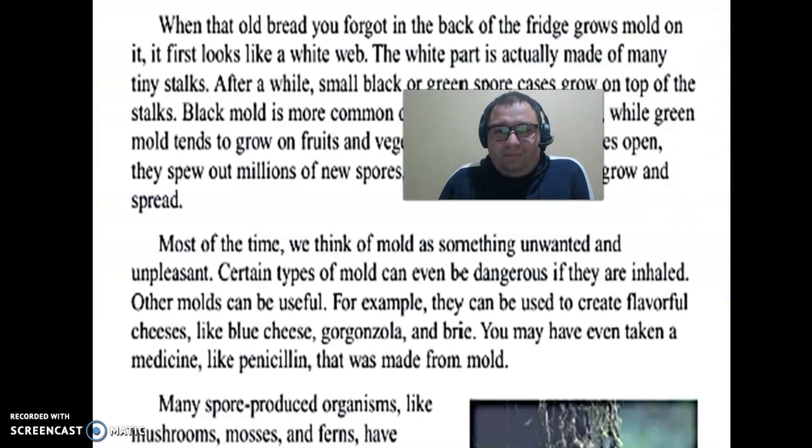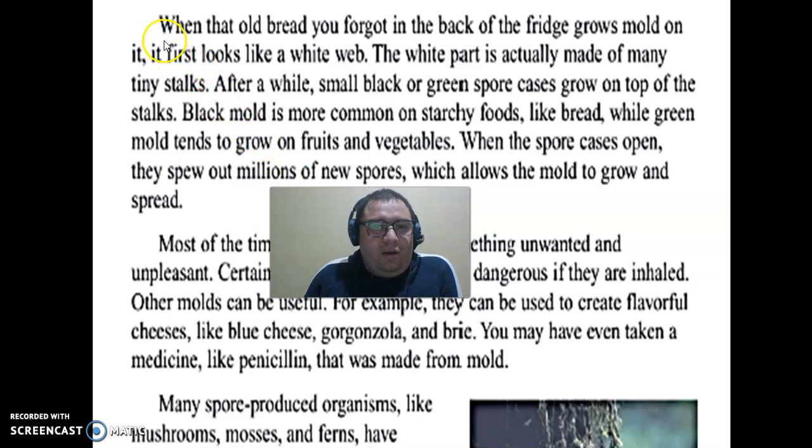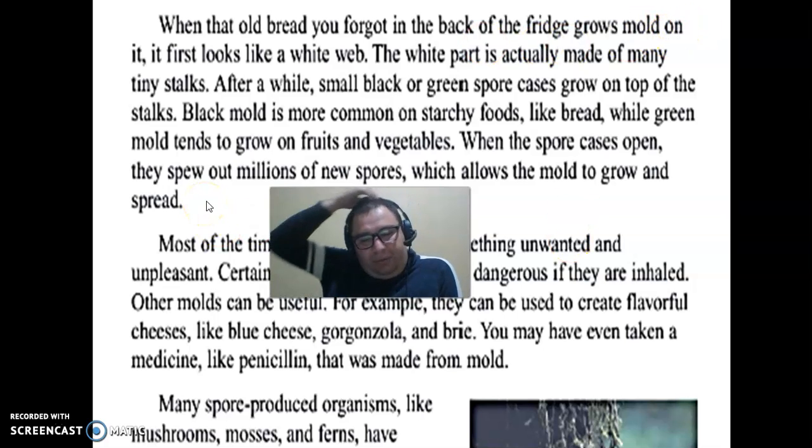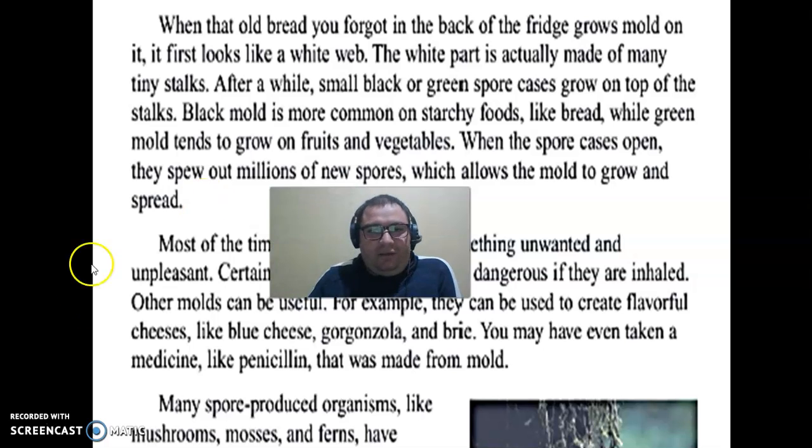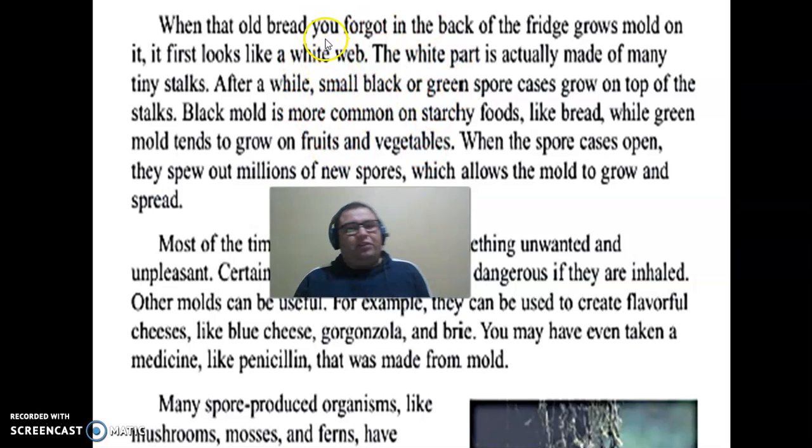Okay, so to finish the reading, we are talking about bread, right? When you forget old bread in the back of the fridge, it grows moldy, right? The fungus on the bread, when we put the bread outside of the fridge. And well, this is another important experiment that you're going to make. The white part is actually made of many tiny stalks, after a while small black. Well, I'm going to explain what's going on in this.